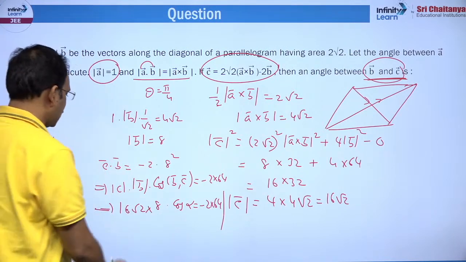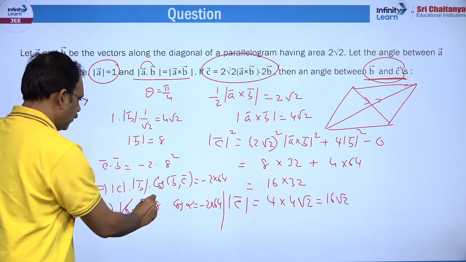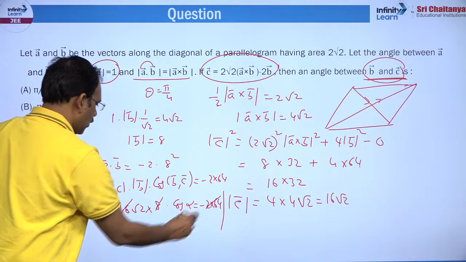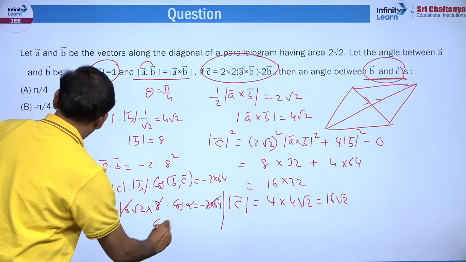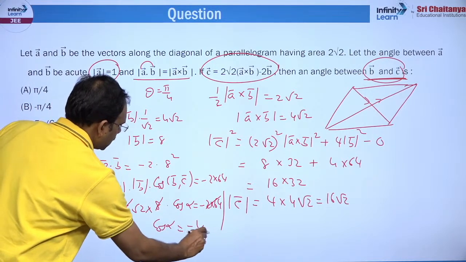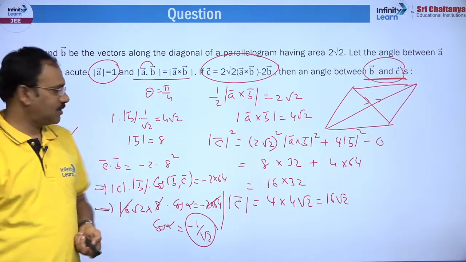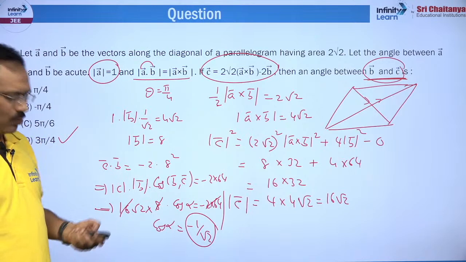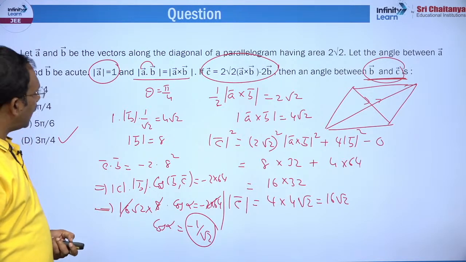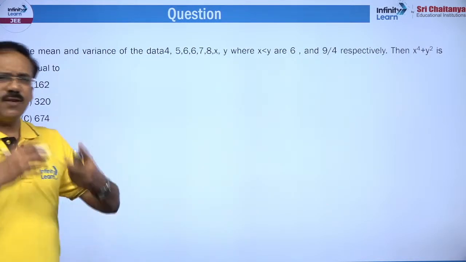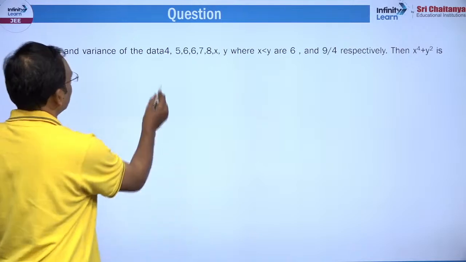Now, you can answer, 16 into 4 is 64, these two got cancelled, cos alpha is going to be minus 1 by root 2. So, you will get 3 pi by 4 my dear friends. Okay? That is all, a simple question, right. Then next my dear friends, this is a very routine question.